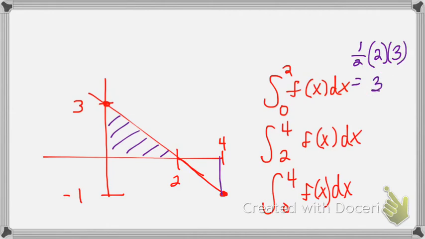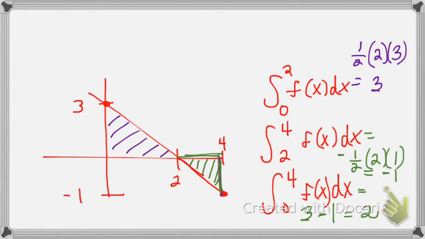The integral of 2 to 4 is going to be this area, except the answer is going to be negative because it's below the x-axis. So it would be 1/2 times 2, because the distance from there to there is 2, times 1. So I get -1. And then the integral from 0 to 4 would be the positive part minus the negative part, and I get 2.